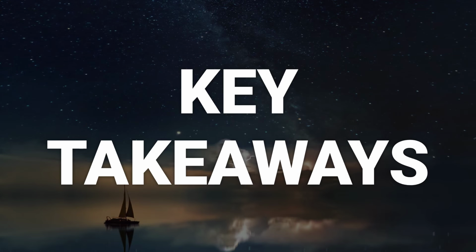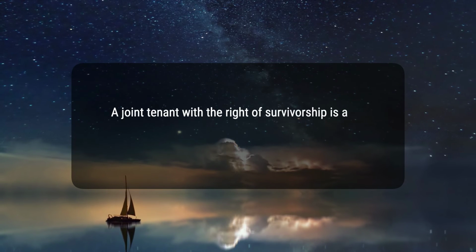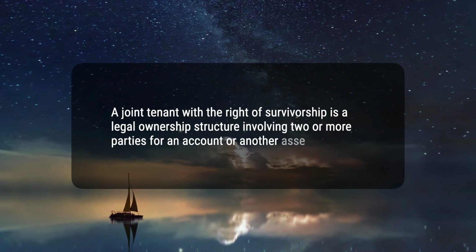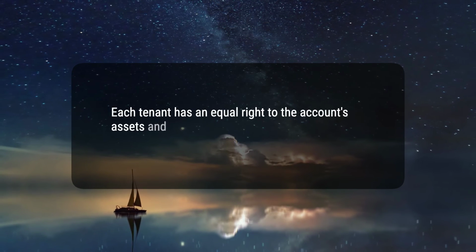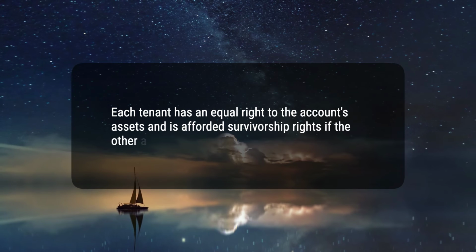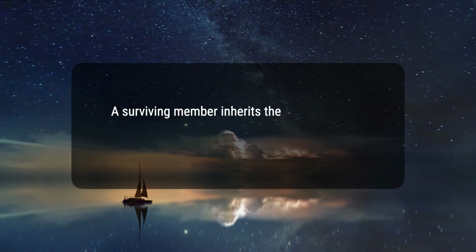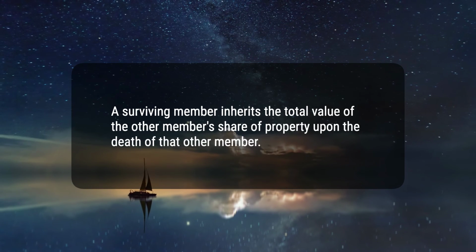Here are 5 key takeaways. 1. A joint tenant with the right of survivorship is a legal ownership structure involving 2 or more parties for an account or another asset. 2. Each tenant has an equal right to the account's assets and is afforded survivorship rights if the other account holders dies. 3. A surviving member inherits the total value of the other member's share of property upon the death of that other member.